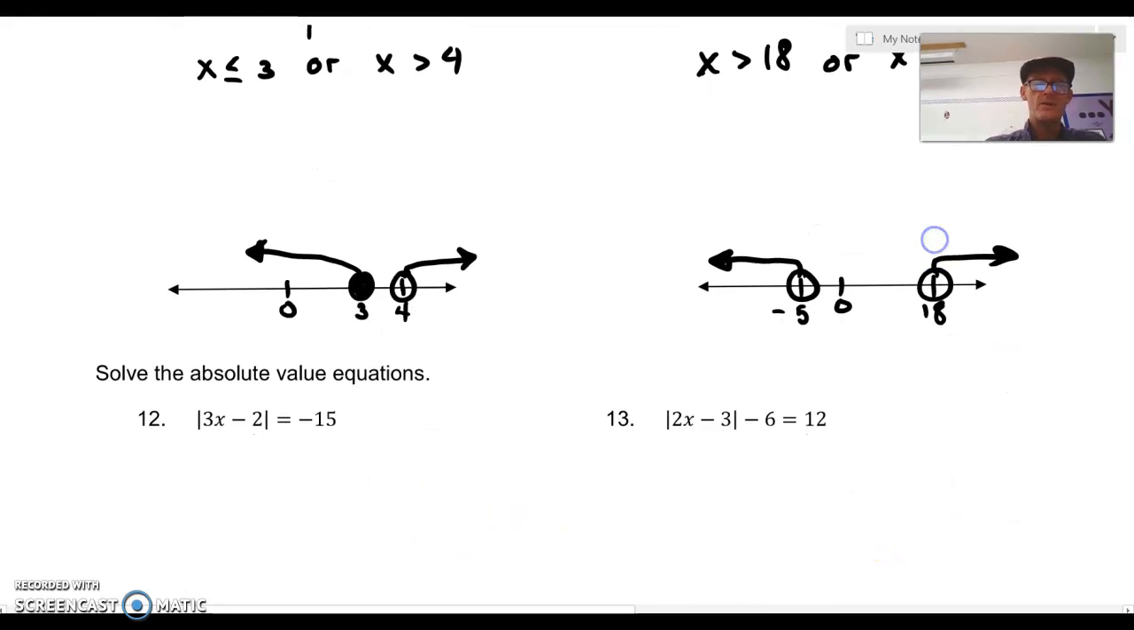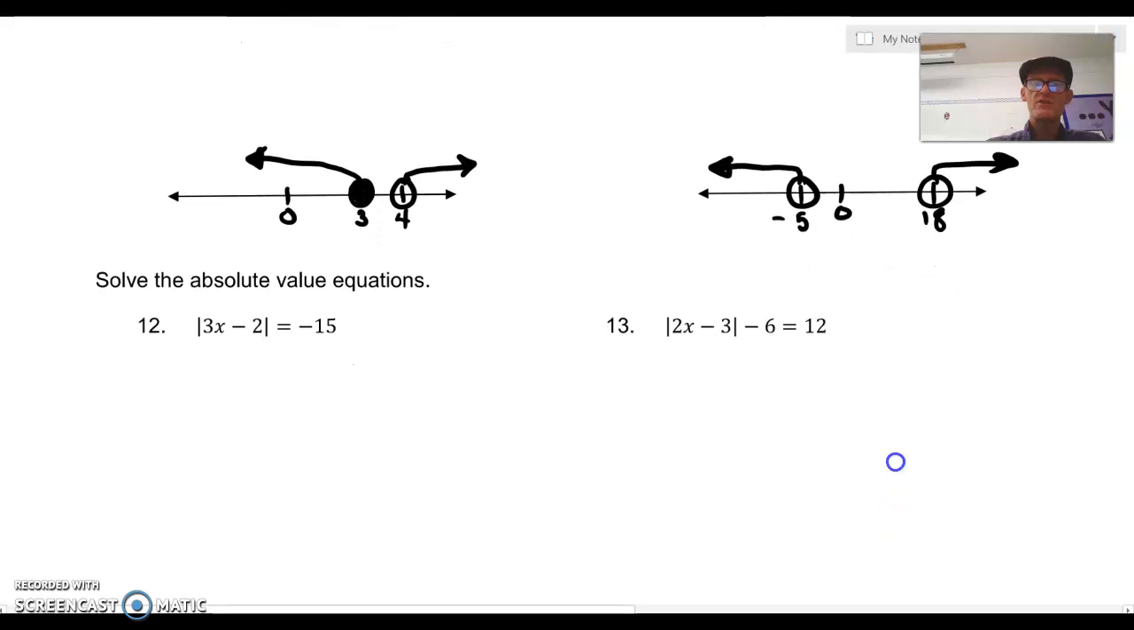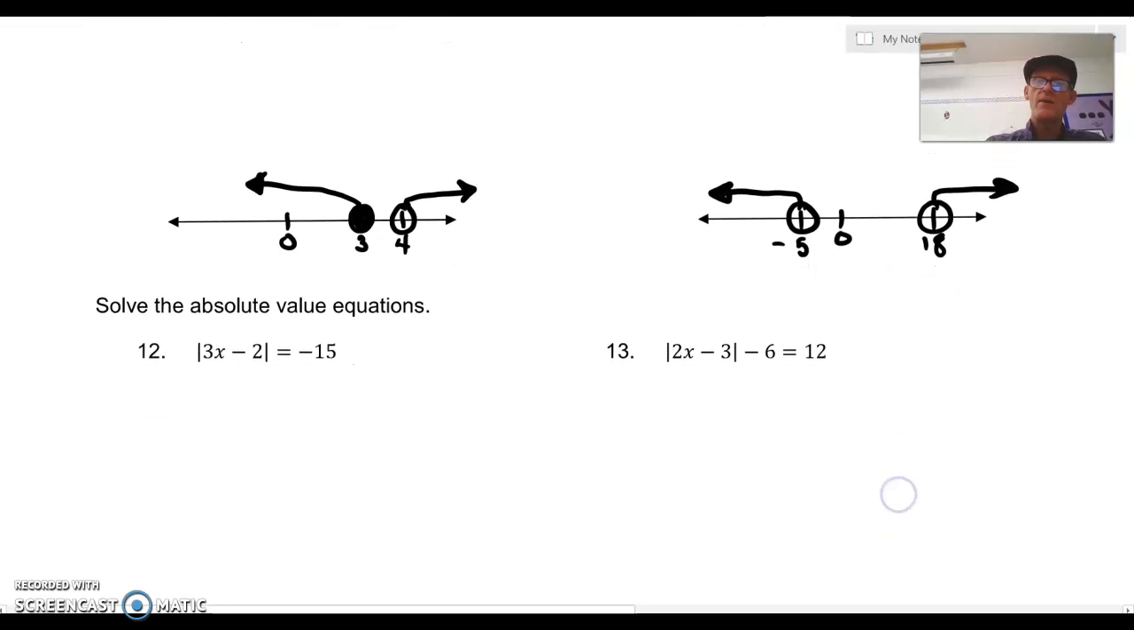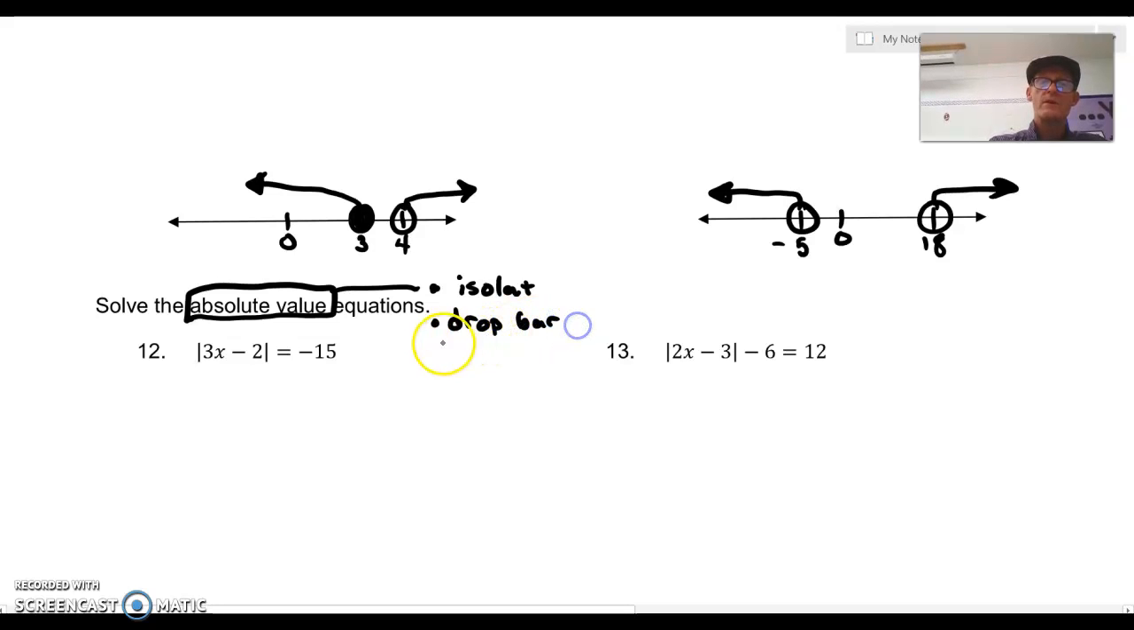All right, now, these absolute value equations, you're going to drop the bars with these absolute value problems. So you're going to isolate, drop bars, and then you're going to solve. Okay, so the inequalities are a little different, but these are equations.